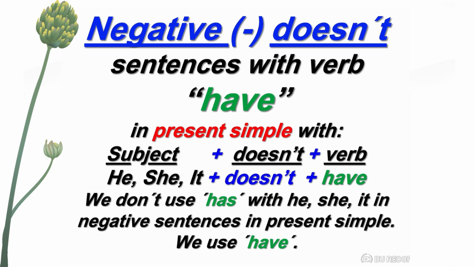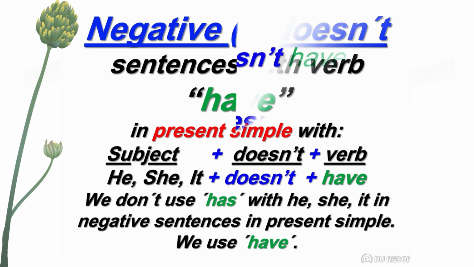So with he, she, it, we use doesn't plus the verb have. In the negative form, we don't have has, we have just have, because we have doesn't. So he doesn't have, she doesn't have, it doesn't have. We don't use has with he, she, it in negative sentences. In present simple, we use have. If you write he doesn't has, it's not correct. She doesn't has, it doesn't has, not correct.